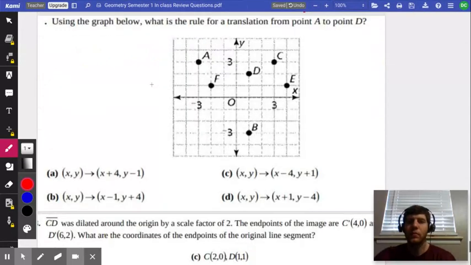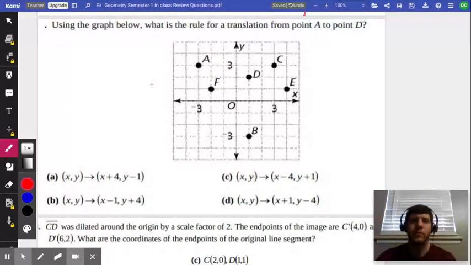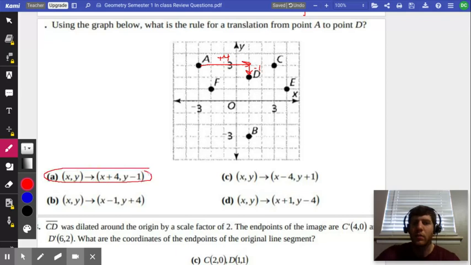Okay, use the graph below. What is the rule for translating point A to point D? So translating A to D, we're going 1, 2, 3, 4 to the right, so that's plus 4, x plus 4. And then we're going down 1, so that's going to be y minus 1. So we're looking for x plus 4, y minus 1. We're going from A to D, so we're going right 4 and then down 1.